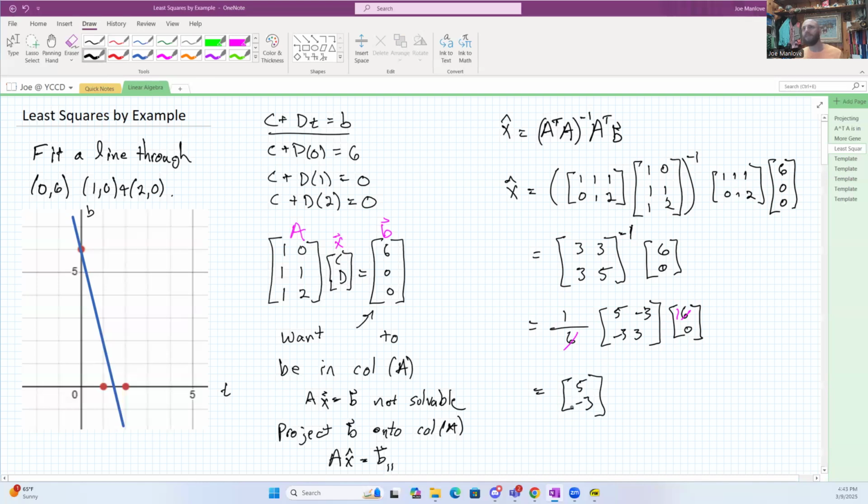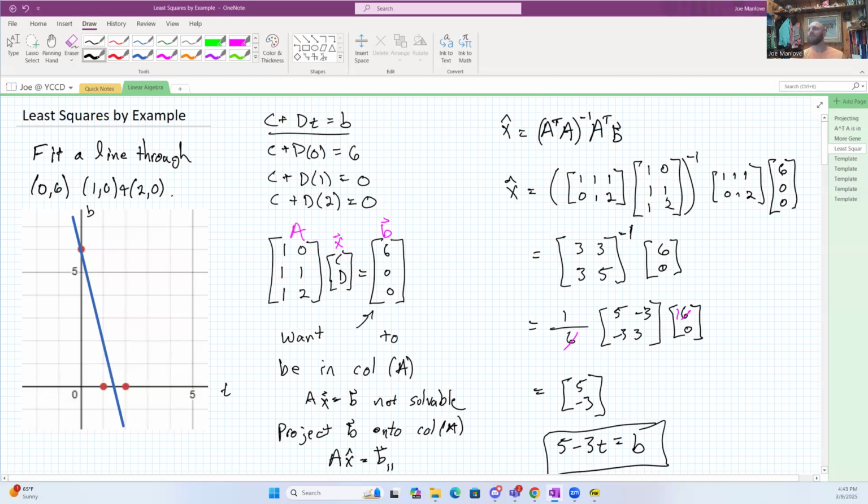Now, this probably isn't what you're going to want to do by hand. I'll show you the Desmos trick here in a second. So I got this guy. What is that? Well, that's the X hat, which is my best guess for X that I couldn't solve for. So that X hat is my C and D. This means that my line is 5 minus 3t equals b. That's my best bet on this line.